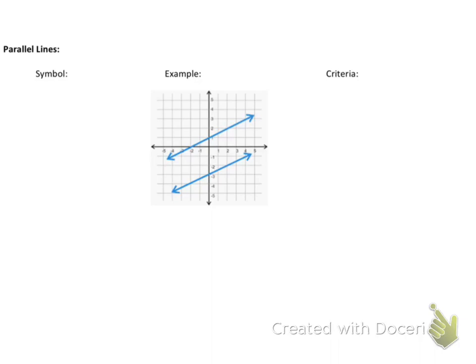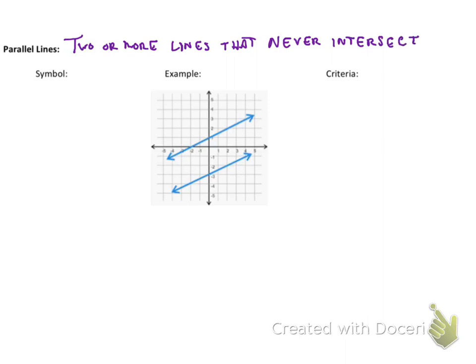Parallel lines are two or more lines that never intersect. So for infinitely long, because lines are infinitely long, they will never touch. They'll never cross. And so the symbol for that is two lines up and down. So like you can say that line A is parallel to line B.